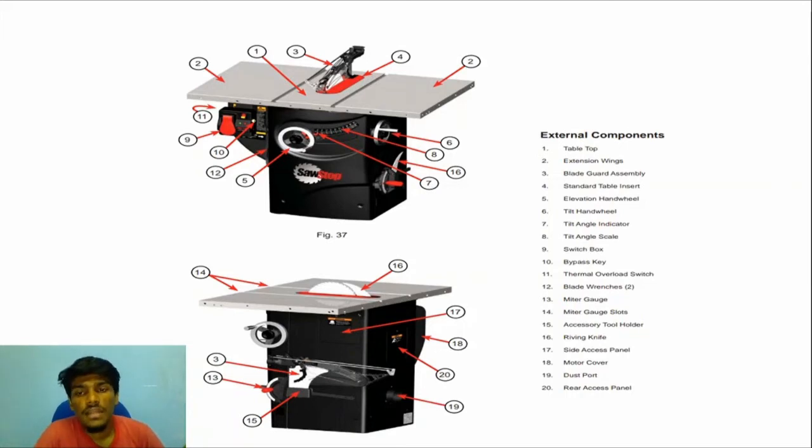Sixteen is the riving knife. Seventeen, side access panel. They can control the side panel. And eighteen is the motor cover, the cover of the motor. And nineteen is the dust proof, so the dust does not go inside. Twenty is the rear access panel.